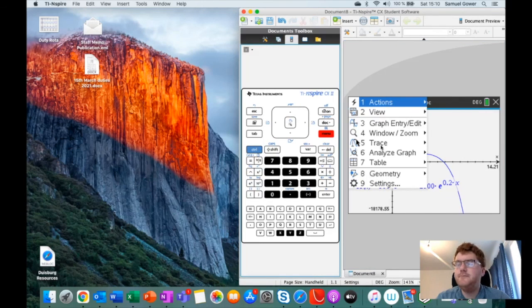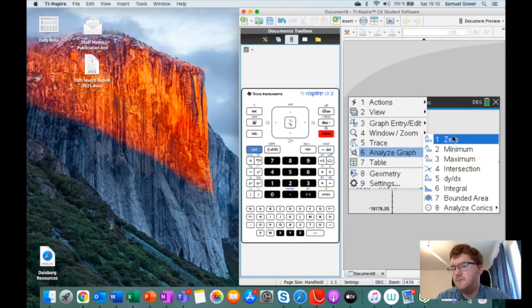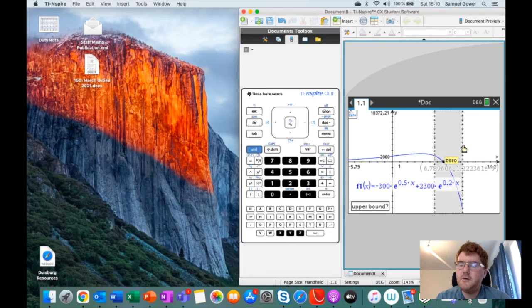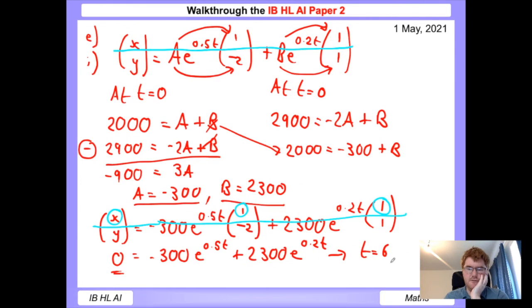So we go to Menu, Analyze Graph, Zeros on a TI Nspire, click before, click after, and then we get our answer of 6.79 years, to 3 significant figures. Okay, and make sure you've got the units in there. You don't want to lose a method mark by not having the units.